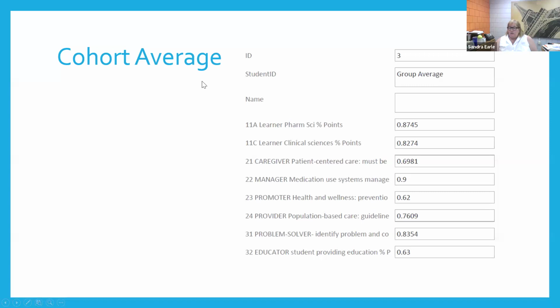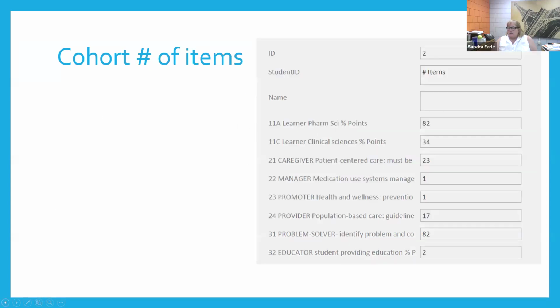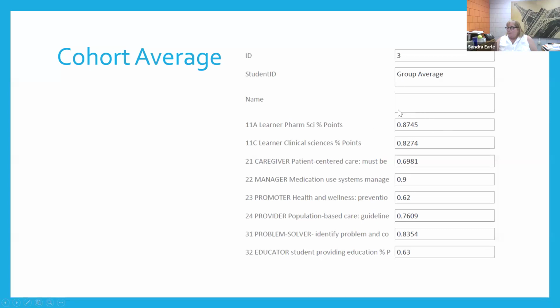But here is how you will get your ExamSoft data. First, I'm going to send you your cohort's average. So the average scores of your whole cohort, your class. So this is going to be the group average. And so for anything that was tagged with learner of pharmaceutical science, of all the questions, your whole class on average got 87.45% of those correct. So if you're above that, you could say that you're strong in this area. If you're below that, maybe you're not so strong. Maybe this is something that needs work. So you can compare yourself to the averages.